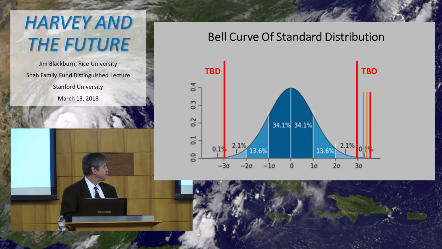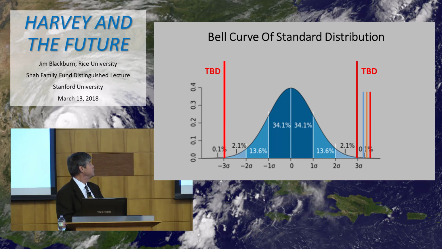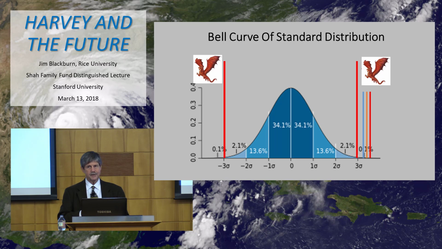The best discussion of the bell curve I ever saw, a stockbroker or stock analyst was talking about the bell curve, and he drew these two red lines and put TBD up there. And what does TBD mean? To be determined? Well, that doesn't make a lot of sense. There be dragons. There are dragons at the edge of the bell curve. And that's where we are. We're at the edge of the bell curve.